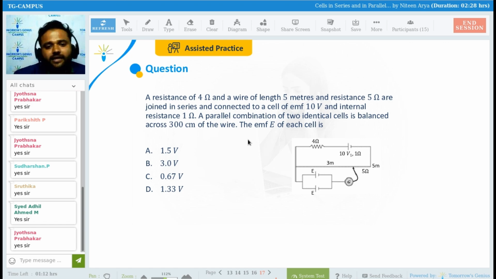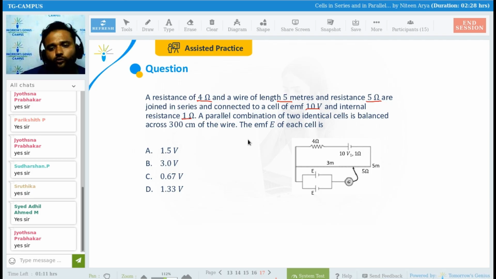But there is a catch here. I'll explain this. A resistance of 4 ohm, a wire of length 5 meter, and a resistance of 5 ohm are joined in series, like 4 and 5 are joined in series, and connected to a cell of EMF 10 volt, and internal resistance 1 ohm.